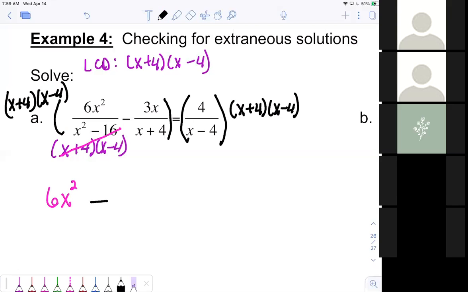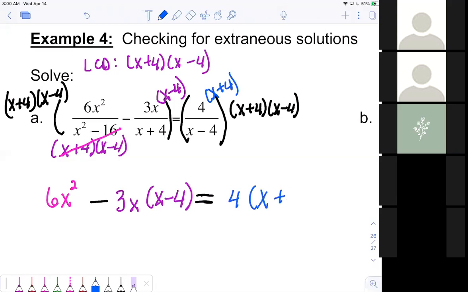Jaden, what happens with the middle fraction, the 3x over x plus 4? What would it need? It would need multiplied by x minus 4. I'm just going to write it down right now. So there is a 3x, and then it's x minus 4. And then Jaden, how about on the other side of the equal sign? You would need to multiply 4 by x plus 4. Excellent. So we have the 4 and then the x plus 4.